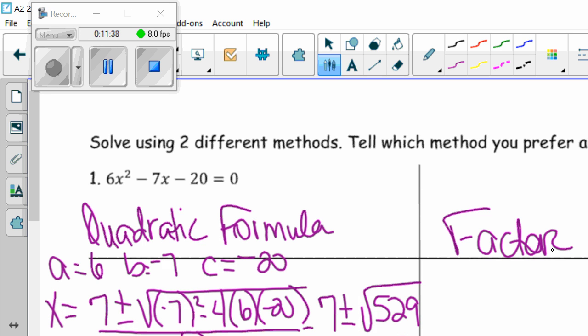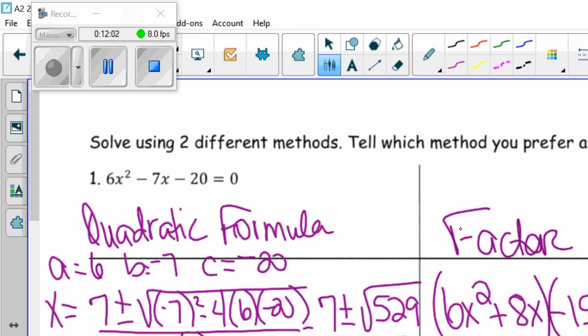So I'm going to factor this by grouping, okay? So I would rewrite this. I've got 6x squared plus 8x minus 15x minus 20 equals 0. So remember, I just rewrote that negative 7x as 8x minus 15x. So now I'm going to group the first two terms together and the second two terms together.